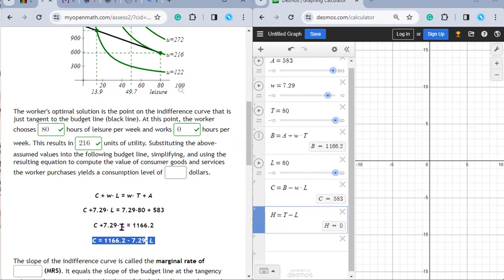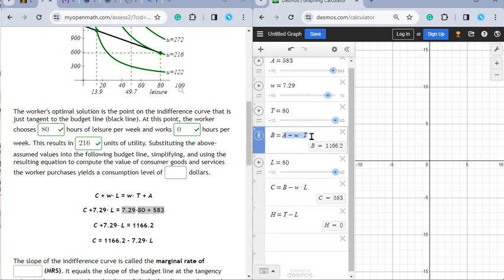Because my B is 7.29 times 80 plus 583. That's this value right here. So this sum, which ends up being this value, you can see it right here. This is 1,166.2, minus the 7.29. So this and that are the same thing.